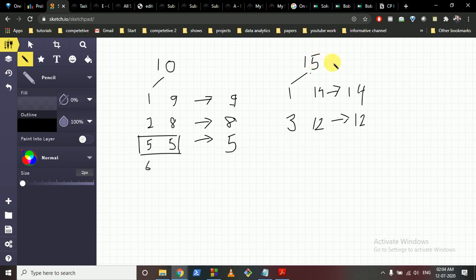So if I can divide the number in such a way that the second number, assuming the second number is greater than or equal to the first, is a multiple of the first number, then the answer is just the second number, which is the greater number among these two. If I can divide them in such a way that one is a factor of the other, then this is the first hint. We have to divide them in such a way that the first number is a factor of the second.